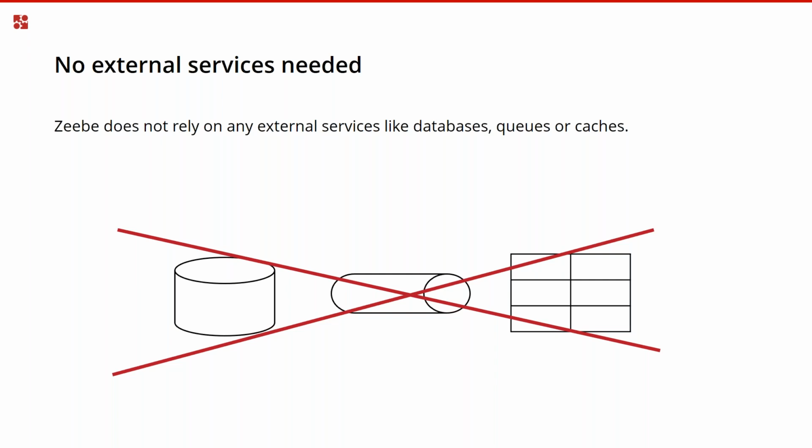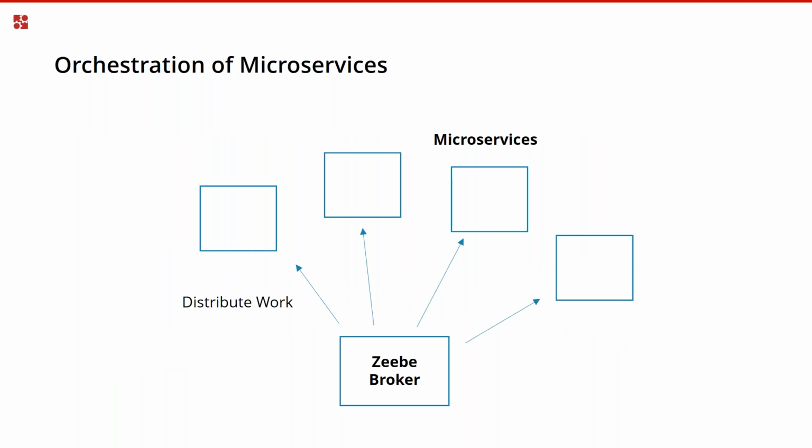So that means that with Zeebe, you don't need any additional database or message queuing system or other things like caching or search indexes. You only need this broker and a lot of disk space on the machine that runs it. Now let's look a little bit into the topic of how the communication with the microservices works.